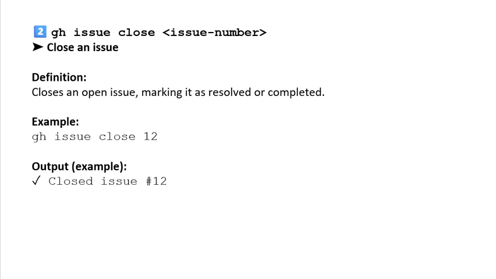Third is gh issue reopen, followed by the issue number, to reopen a closed issue. The definition is to reopen a previously closed issue if the problem reappears or it was closed by mistake. The example is gh issue reopen 12, and the output is that issue 12 is reopened.